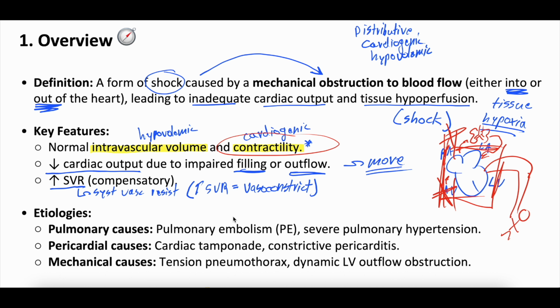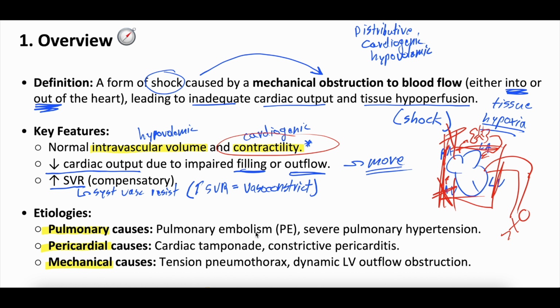There's kind of three different pillars or three different buckets of etiology. There's pulmonary causes, pericardial causes, and mechanical causes. The mechanical causes could be batched into one of the other groups, but it makes sense in our brains at least to keep it a little separate.